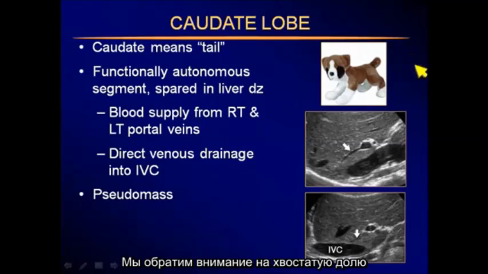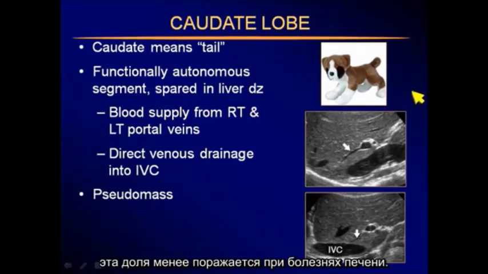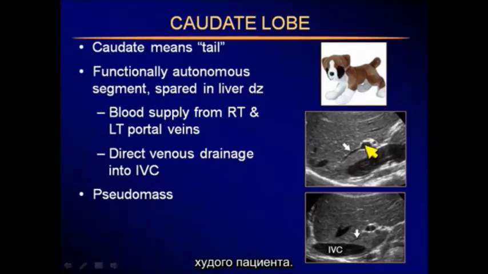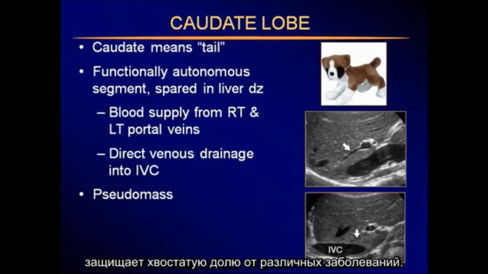Now, we pay attention to the caudate lobe because the caudate lobe is functionally an autonomous segment, and it has often been said that it is spared in liver disease. It has its own blood supply. It takes blood supply from the right and the left portal veins, and you can prove this to yourself if you carefully scan. If you have a good, thin patient, and you look around the portal veins, you can see small branches entering the caudate lobe, and you can also see separate venous drainage directly into the inferior vena cava. And supposedly that drainage here is what helps to protect the caudate from other diseases.